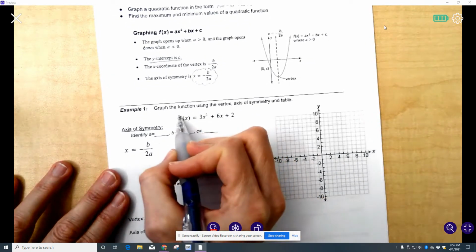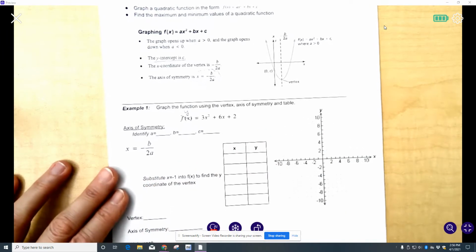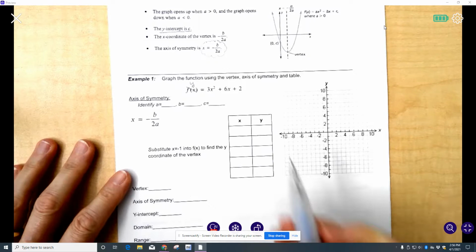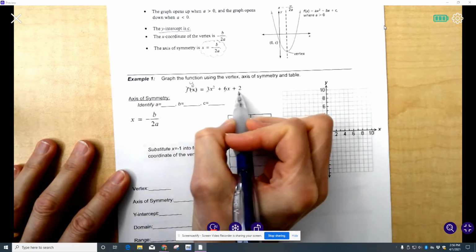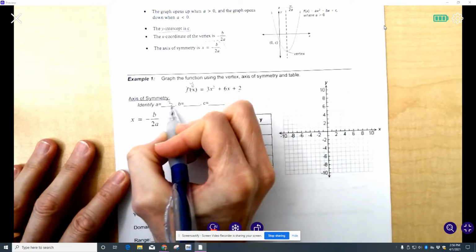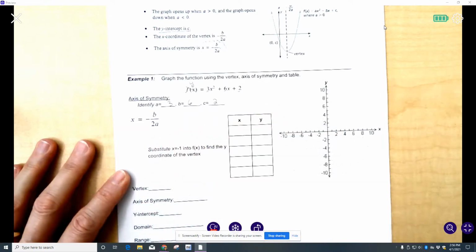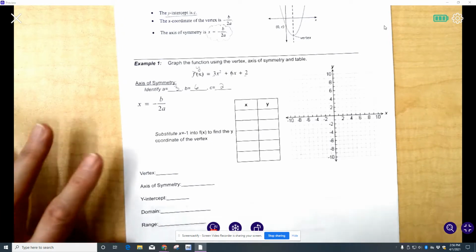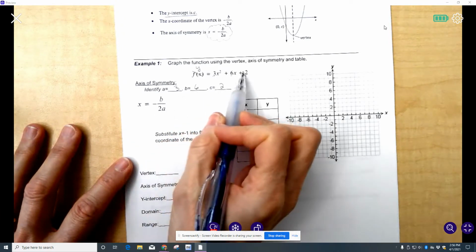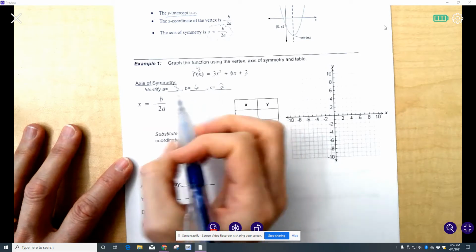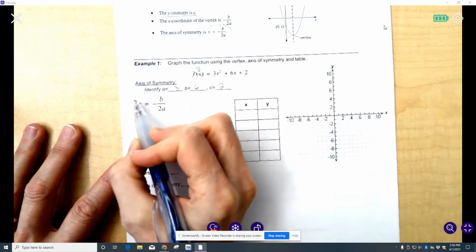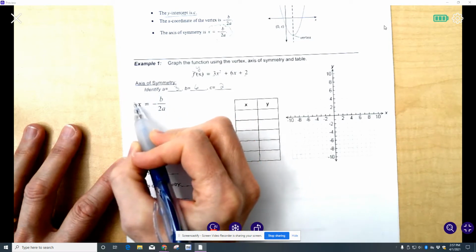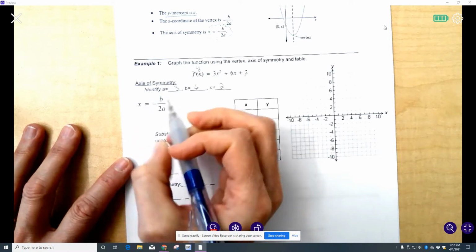First thing you want to remember is f of x is the same as y. If you just want to change that to a y, it's not a bad idea. And then identify your a, b, and c. You're used to doing this from chapter 7 when we were factoring. So a, b, and c. So what I can do now is I can kind of ignore my equation and just pay attention to my a, b, and c. I'm going to find my axis of symmetry and half of my vertex using this formula.